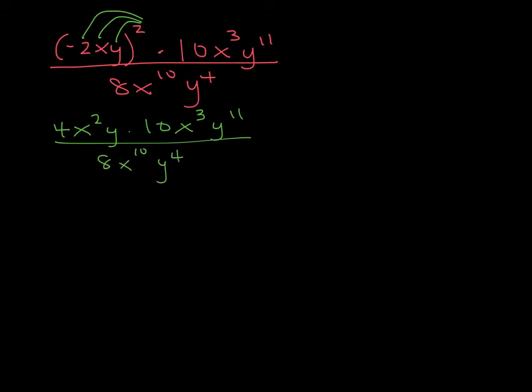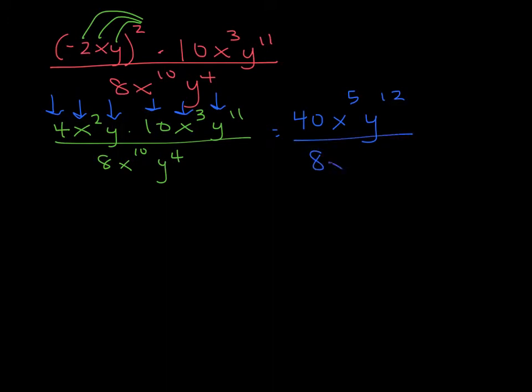Then from here, I'm going to use my product of powers rule, which means I'm going to be multiplying right here. So I'm going to do 4 times 10, which is 40. I'm going to do x squared times x to the 3rd. So your product of powers rule states that you are going to keep your base and add those exponents when you're multiplying powers with like bases. Then I'm going to do y times y to the 11th. So I keep my base and I add those exponents.